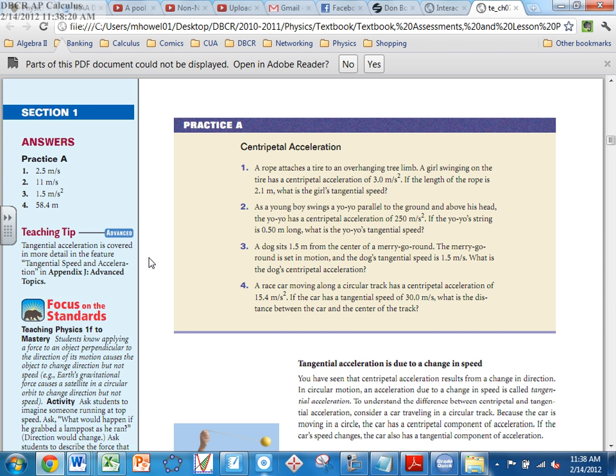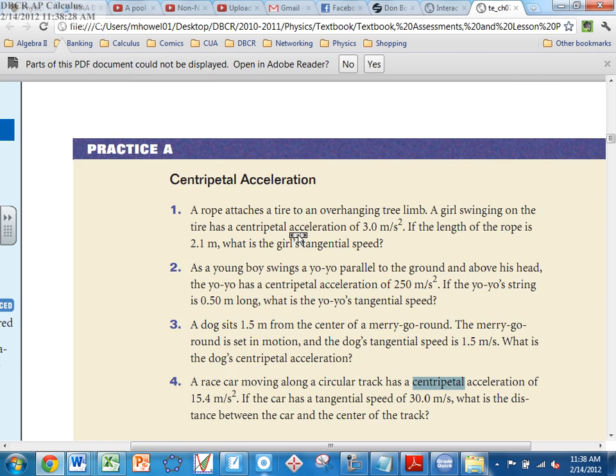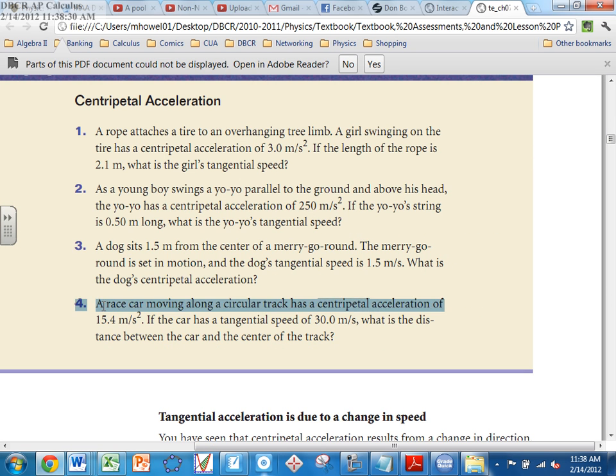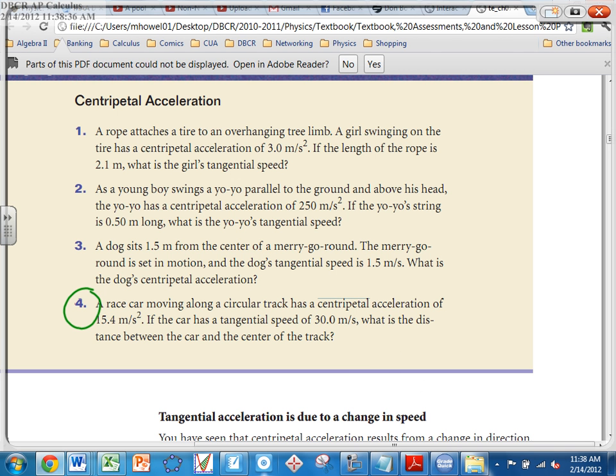Let's take a look at number 4, please. On the board here, number 4. The race car is moving along the... Let's do number 4 here, people. I have a question. For velocity? No, it's acceleration. We've got a race car moving along a circular track with a centripetal acceleration.